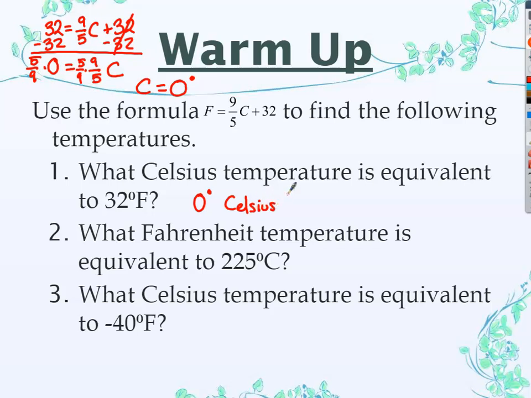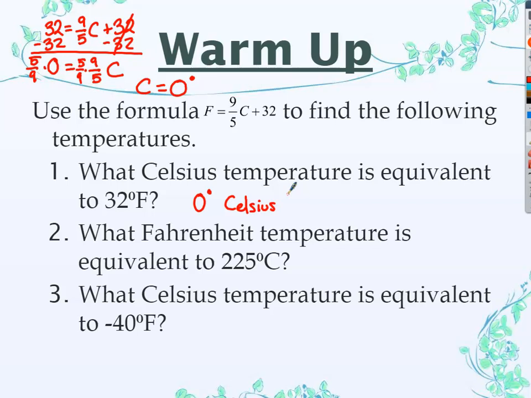Which makes sense because 32 degrees Fahrenheit, that's the freezing temperature of water. Celsius is based off of that as well. So 0 degrees Celsius, that is the freezing point of water. All right. Number two, what Fahrenheit temperature is equivalent to 225 degrees Celsius?